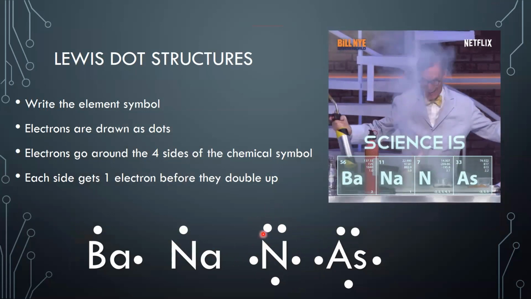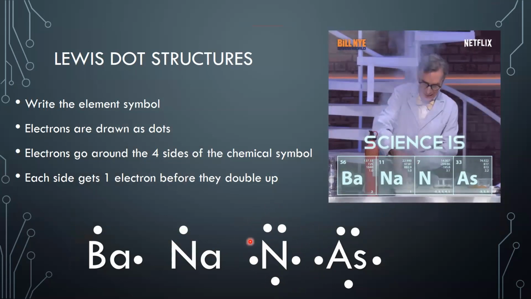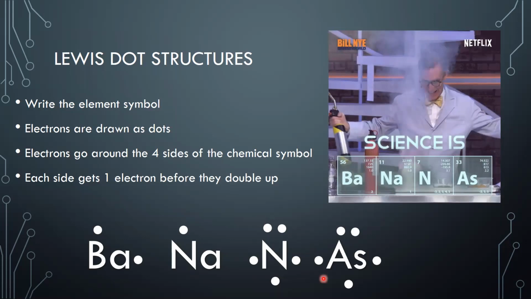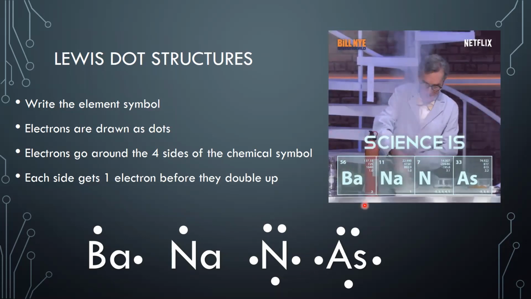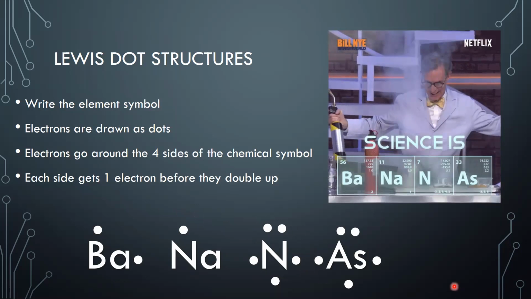Now there is a correct placement for these, but I'm not a stickler. As long as I see the correct number on the correct sides, that's what I'm really looking for. One of these spots is specifically a 1, one's specifically the 2nd and 3rd and 4th and so on. But I'm just looking for overall, do you have the right dots in the right spot?